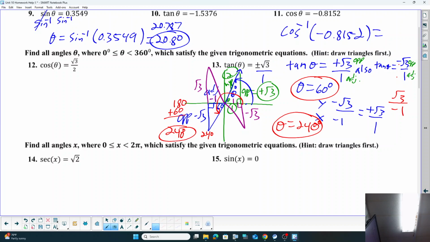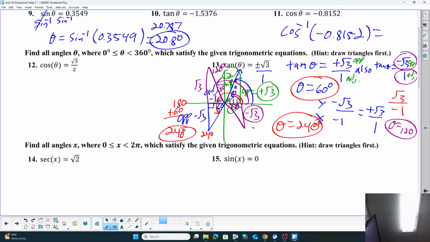And so that right there will be what? This is a 30, 60, 90. So 30 more from 90 is 120. That's another answer. That's where the one on the bottom is negative, so 120 degrees is our answer. And then this one down here is a negative radical 3 and a positive 1. And so that's going to be 60 degrees.